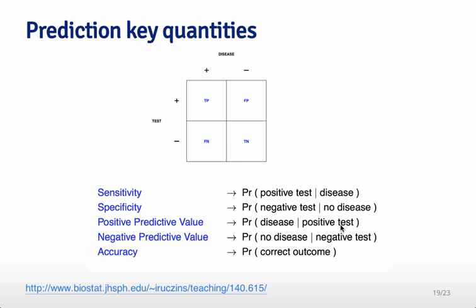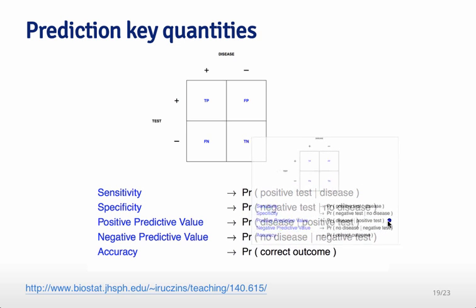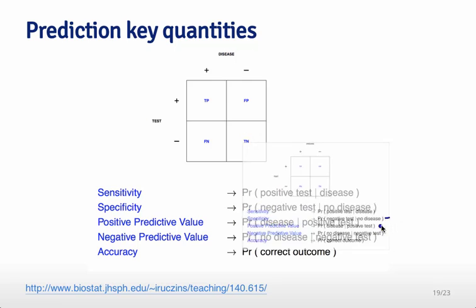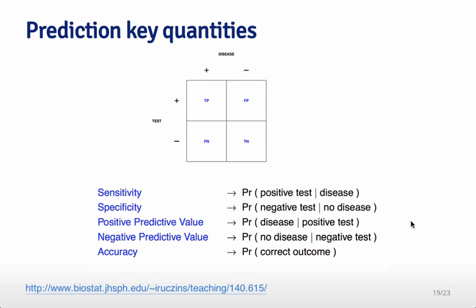The probability you have disease given you have a positive test, this is probably what you care about if you come into the clinic. If I tell you that you have a positive test, then you want to know what's the probability that you have disease. Similarly, if I tell you that you have a negative test, you might want to know what's the probability that you have disease. Accuracy is just the probability that you were correct in the outcome, regardless of whether you are positive or negative.